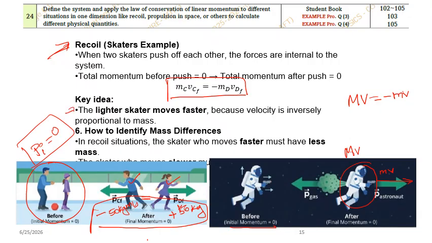Now these are the key ideas. Look, the lighter skater moves faster because velocity is inversely proportional to mass. We know it. How to identify the mass differences? Take one as the bigger one, and the other as the smaller. Now we will go to the next slide, and we are starting with the questions in connection with these two concepts, so that you will get an idea.